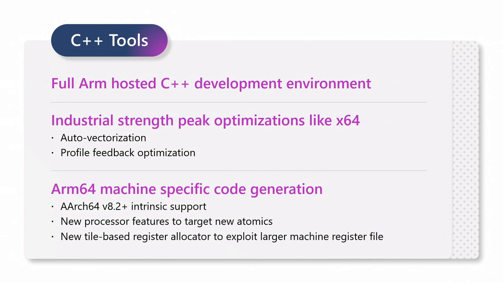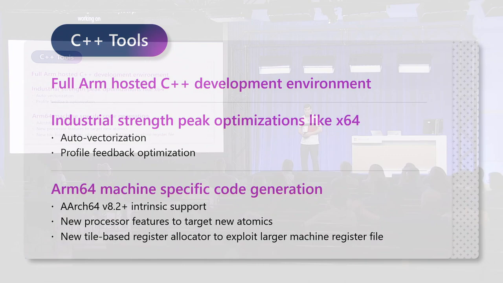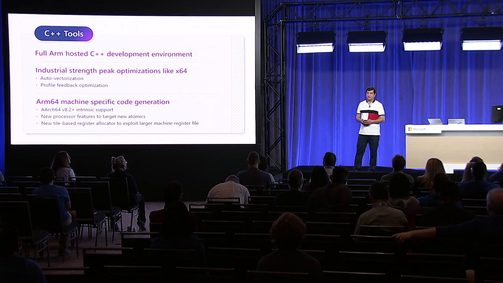That was .NET MAUI. Moving on to C++. We know we can develop C++ apps on ARM today using Visual Studio. And we are not stopping there. Our goal is to make you as productive working on ARM as you are on x64 today and make your apps as performant. We shipped the full ARM-hosted C++ development tools. This included the tools themselves running natively on ARM. They don't just cross-compile.